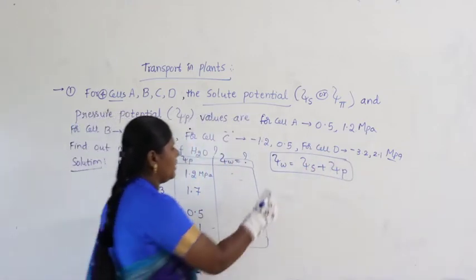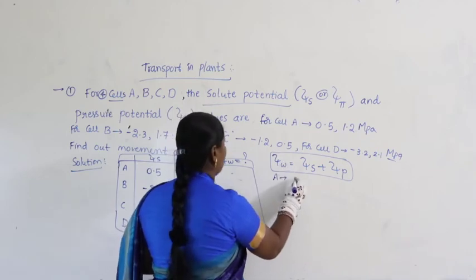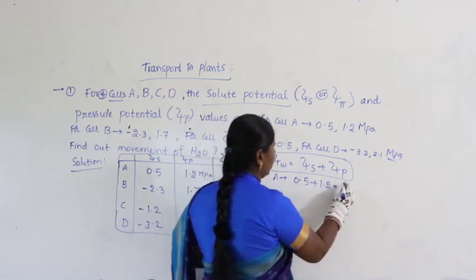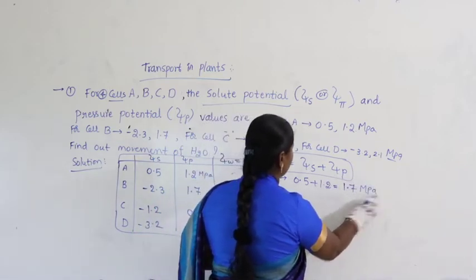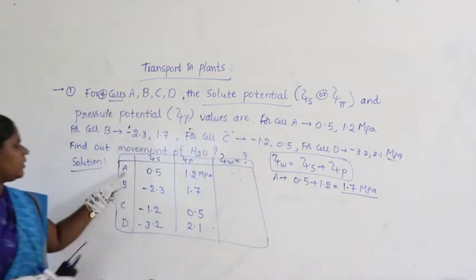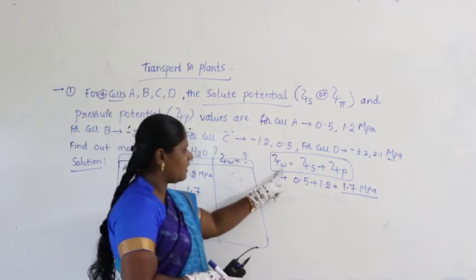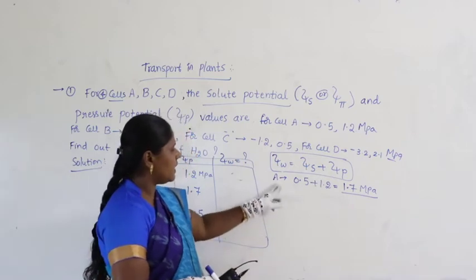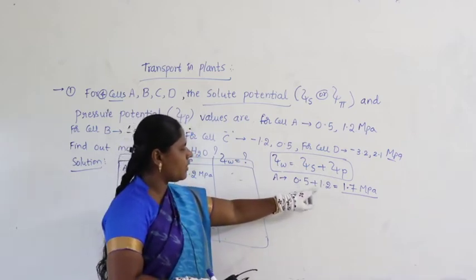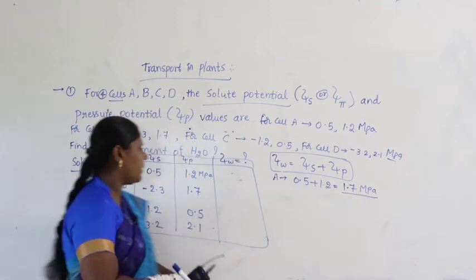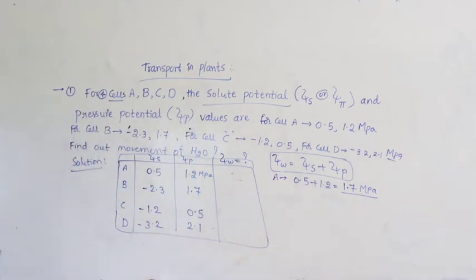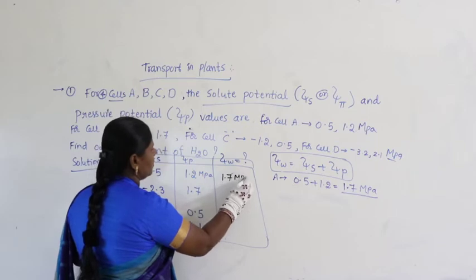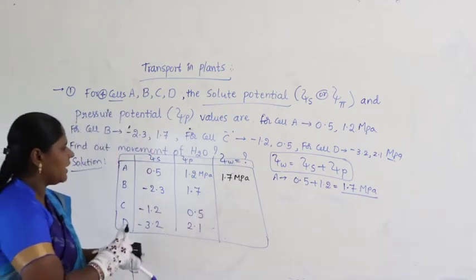Now, for A, if you look at the A value, what do we write? 0.5 plus 1.2, how much will you get? Approximately you will get 1.7 megapascals. So for cell A, the water potential value can be calculated by taking solute potential plus pressure potential. For cell A it is 0.5 plus 1.2, which is written as 1.7 megapascals. This is 1.7 megapascals, which we calculated, right.